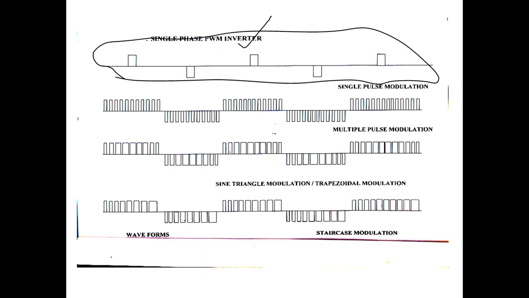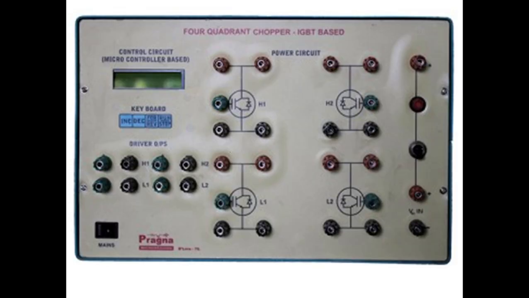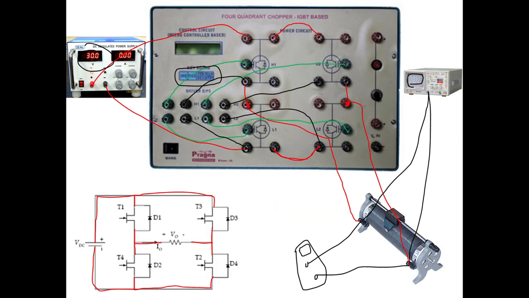Now here you can see that. So here, how to understand this circuit? We have just seen how to do the connections. Now how to understand this circuit? I'll just explain the working of this circuit.